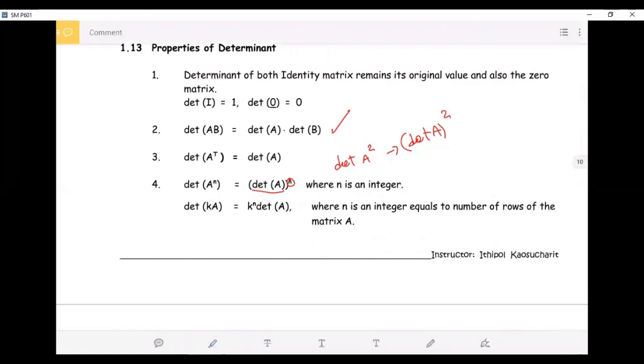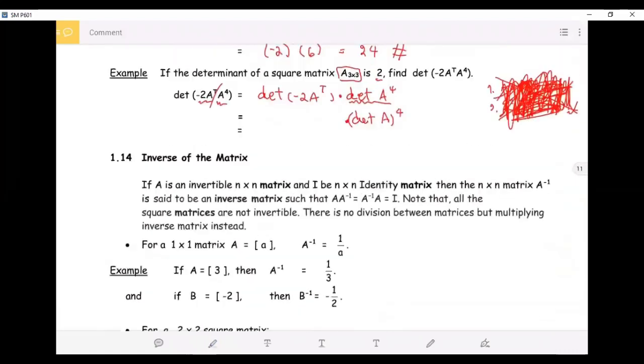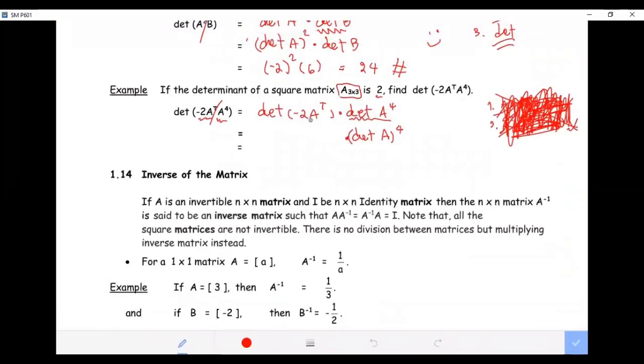Okay, so we go back to our problem. When you see this, -2, I'm gonna take it out. This k, take it out, -2. You have to power it with the dimension. Yeah, the dimension is 3. So it's gonna be -2 power 3, and then that's your matrix.